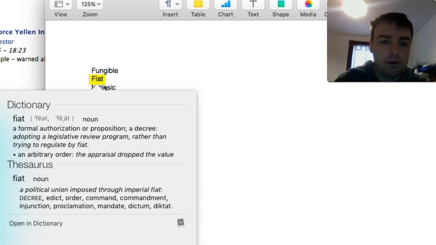Now, what does fiat mean? A formal authorization of or a proposition, a decree adopting a legislative review program rather than trying to regulate by fiat, an arbitrary order, the appraisal dropped the value. And so what fiat means is basically a piece of paper that has been authorized by the government and is told by the government to mean something. So the law tells us that a $5 bill is worth $5. And so we can trade it for another $5 bill or goods of $5, and the people who exchange the goods for that $5 bill understand that they can go to the bank and convert it to $5 of something else. They either can keep it or they can use that $5 and pay for some other item that's worth $5.